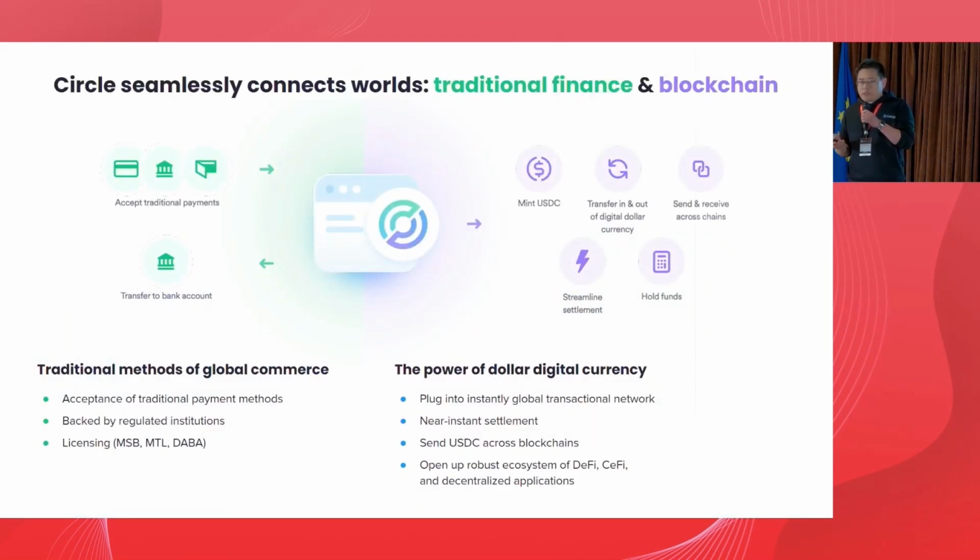So first of all, a little bit about Circle. Circle obviously is a bridging company. We bridge the fiat and the crypto ecosystem, and we're the operator of USDC. We issue, mint, and burn USDC, and USDC is a stablecoin pegged to the US dollar 1-to-1.